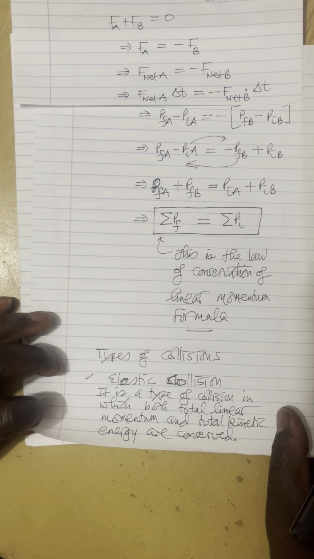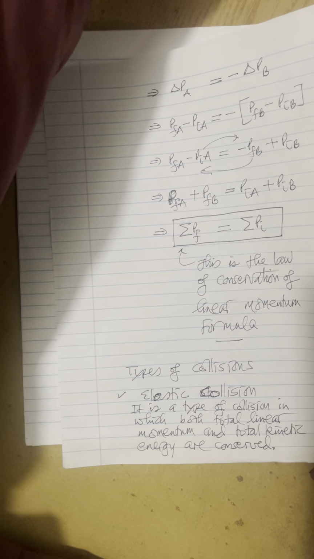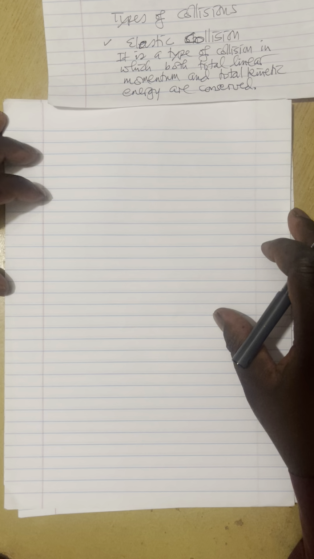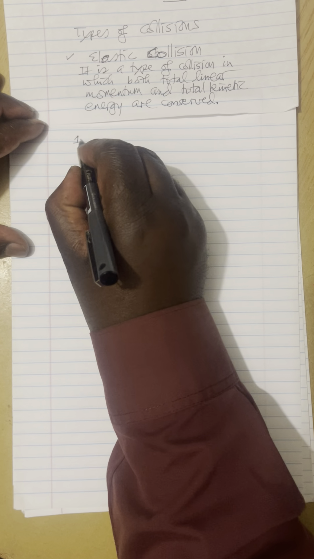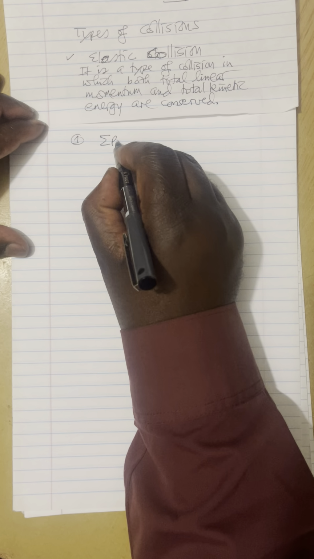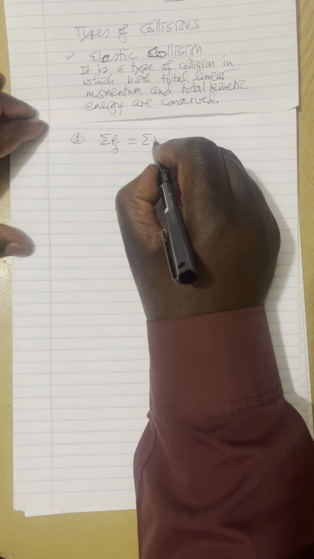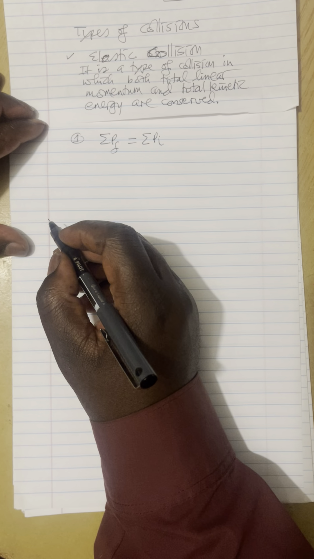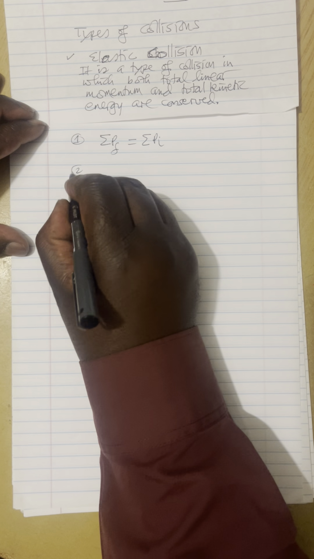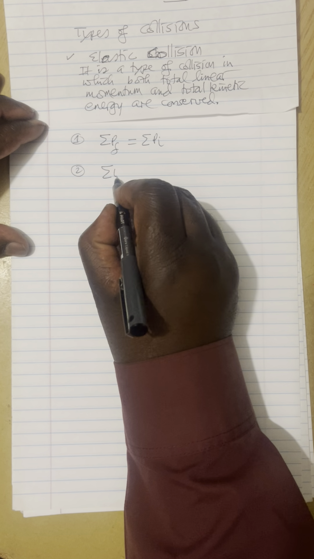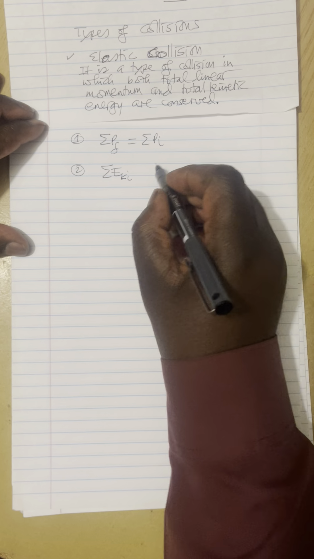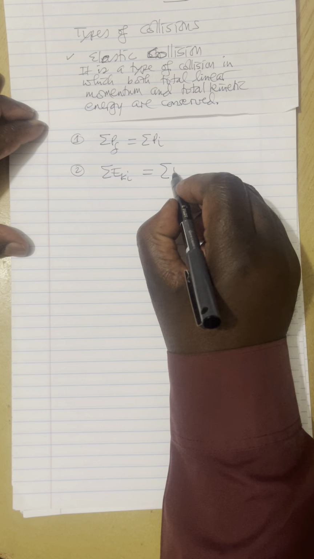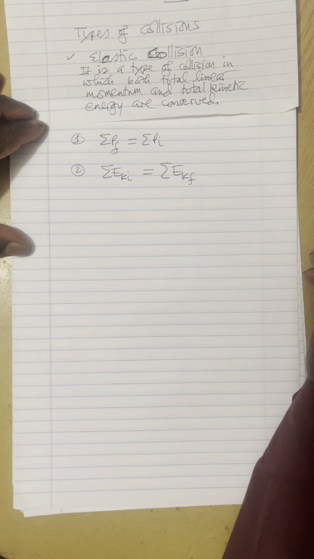So let's look at the mathematical conditions for these two. What am I saying? For elastic collisions, number one, total final momentum equals total initial momentum. Number two, condition number two, total kinetic energy initial equals total kinetic energy final.